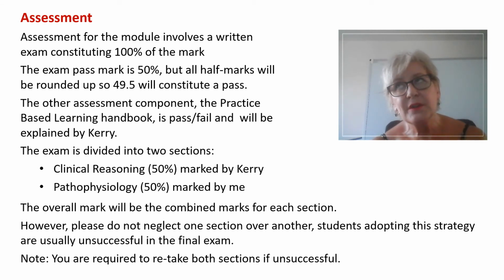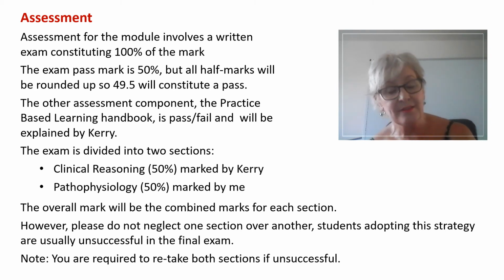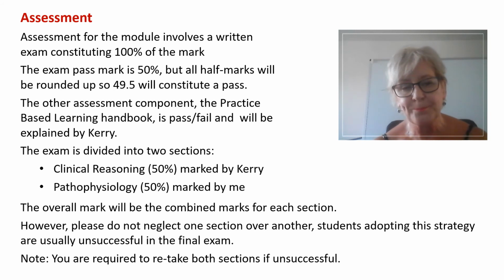The exam is divided into 2 sections, both worth 50% each. So you have clinical reasoning as section 1, you have pathophysiology as section 2. There are some example papers on Moodle. To pass, you need to achieve 50% over those 2 sections. So basically, Kerry marks clinical reasoning, I mark pathophysiology, we get together, we add the marks up. If it comes to 50 or 49.5, you've passed. So the overall mark is the combined marks for each section.